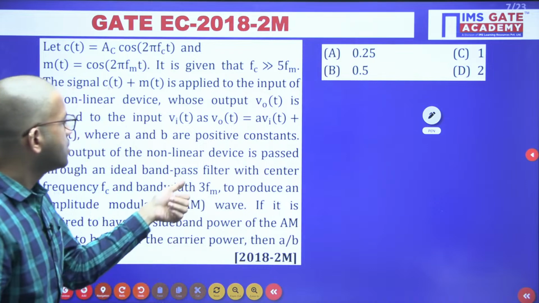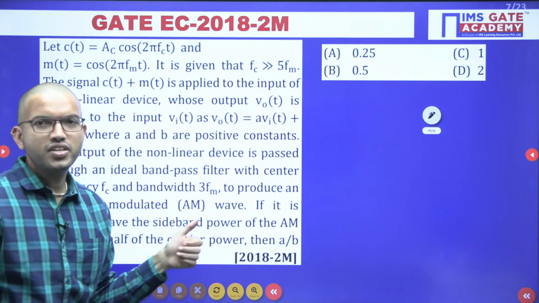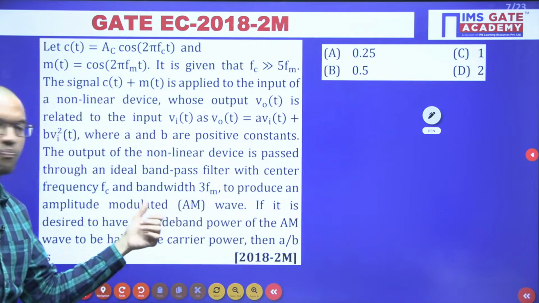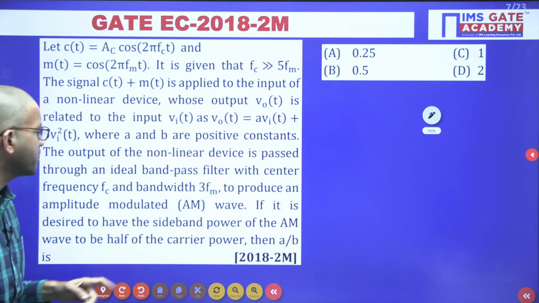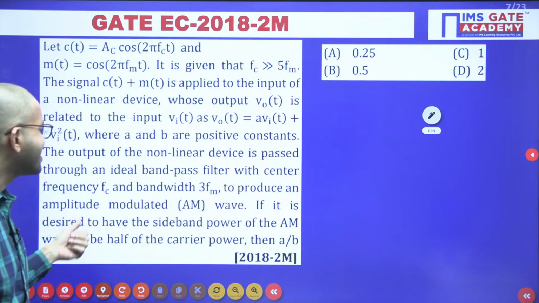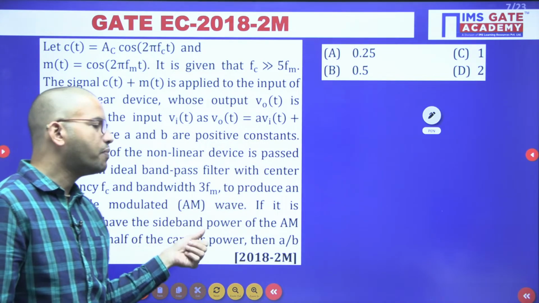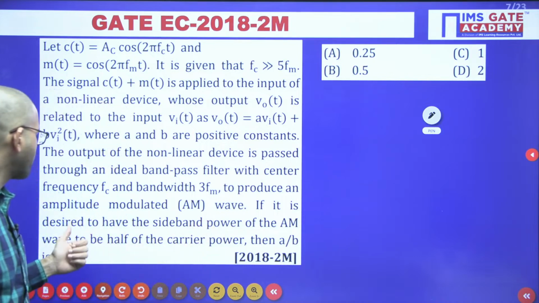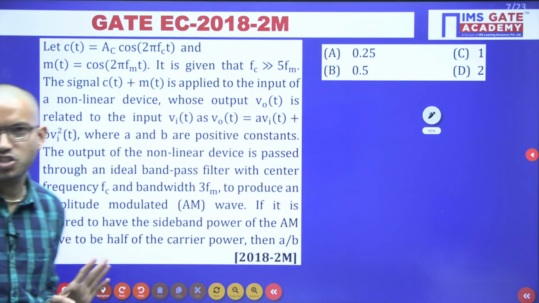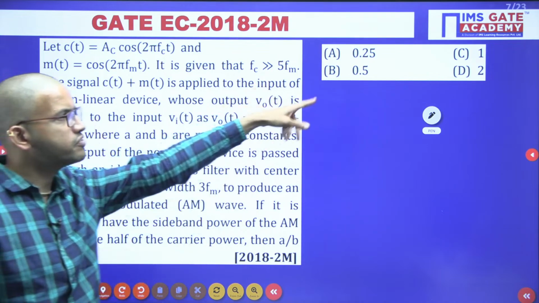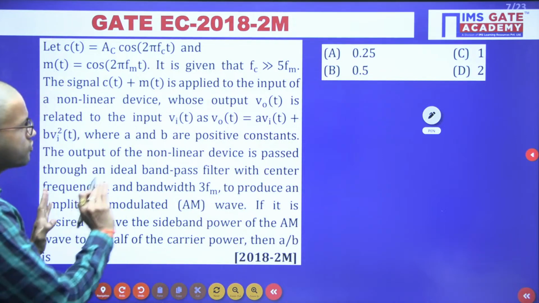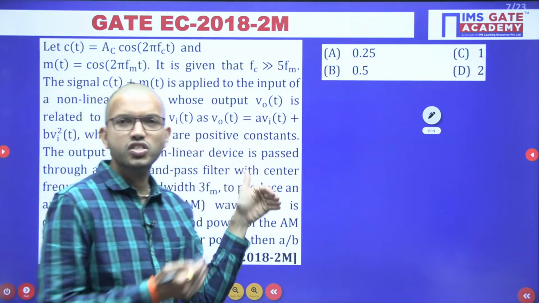Here they are using this band pass filter to produce an AM wave. After that they mentioned one condition: if it is desired to have the sideband power of the AM signal to be half of the carrier power, then a by b is dash. They have given 4 choices, and you have to choose the correct one. So first of all, let us solve this question step by step.